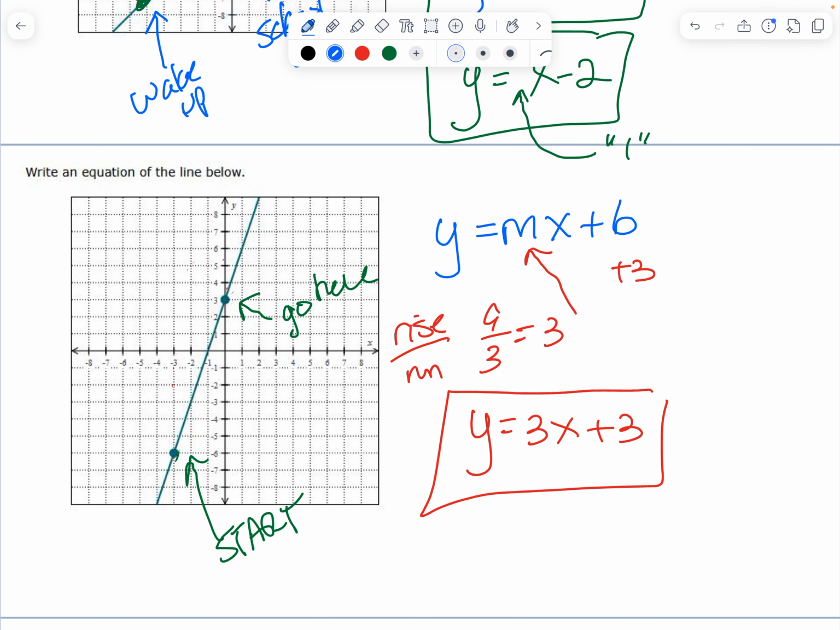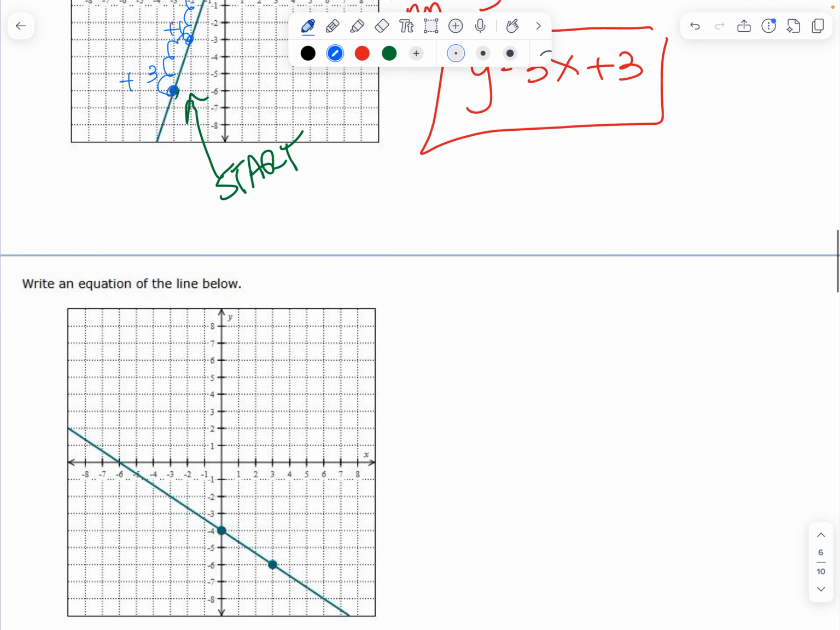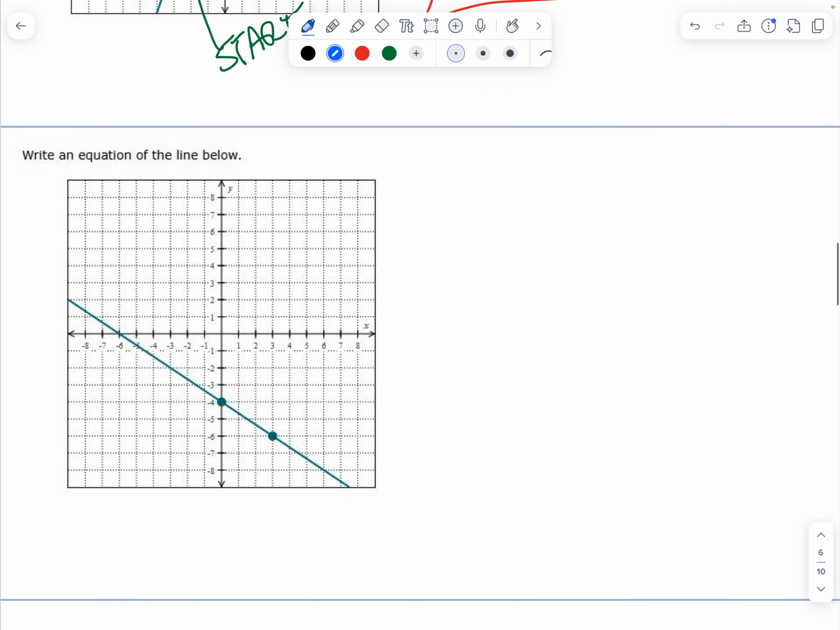Okay, so if you started here, you go 1, 2, 3 over 1. See, it hits there. 1, 2, 3 over 1. It hits there. 1, 2, 3 over 1. So it's really 3 over 1, but 9 over 3 is the same thing as 3 over 1. Okay, we have one more. So please, please, please pause the video and then come back and let's see if we match.